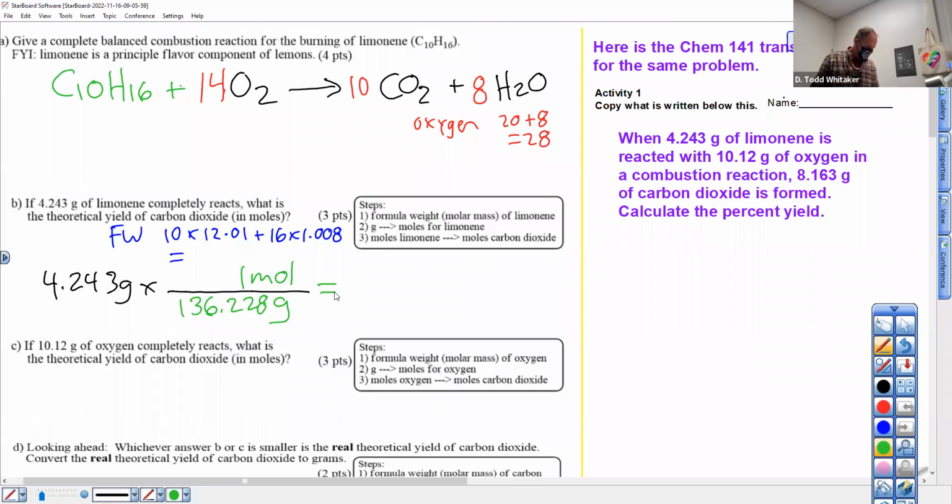Now work that one out for me. 4 times 25 gets close to 100, and 1 over 25. 0.03114631. And that's moles, the theoretical yield in moles. So 4 sig figs would give us 0.03115 mole.